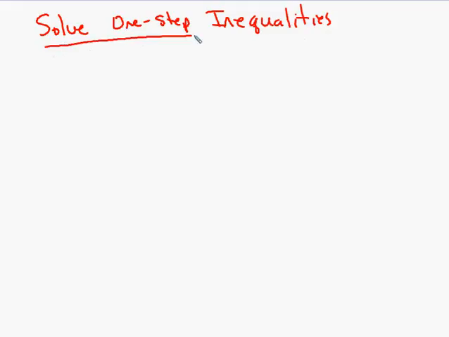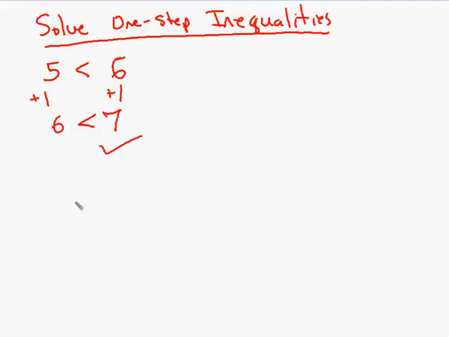Solving one-step inequalities. Trey, get your notes down. I am. All right, so let's do a test. Let's say I have 5 is less than 6. That's true, right? Can I add something to both sides? Let's see. 6 is less than 7. Yes, I can do that.